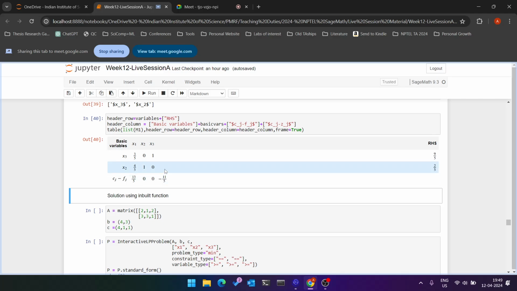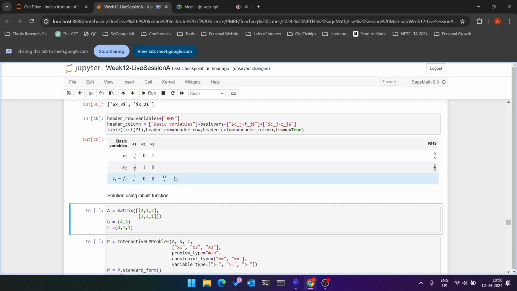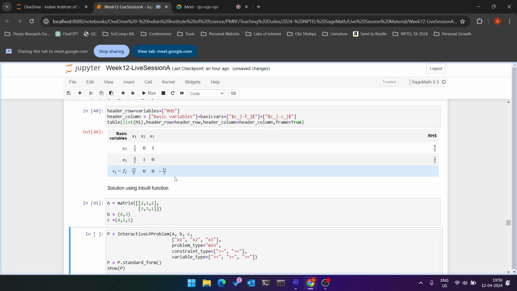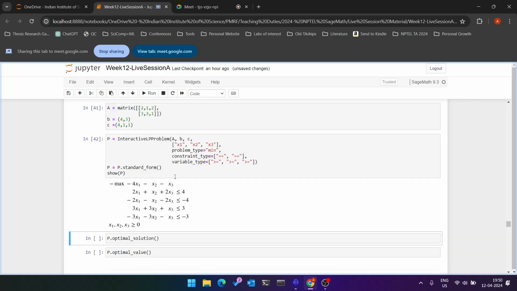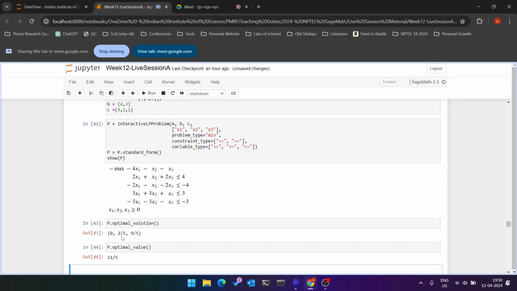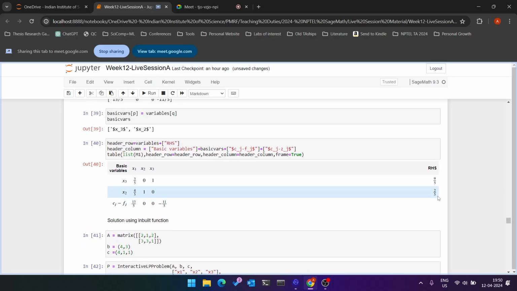My optimal solution is x2 is 2 by 5 and x3 is 9 by 5, with my optimal value turning out to be 11 by 5. If I solve this process using the inbuilt function, as we have already seen how we write the matrices, equality constants, variable types, standard forms, the optimal solution and optimal value turn out to be x2 is equal to 2 by 5, x3 is equal to 9 by 5, with the optimal value 11 by 5.